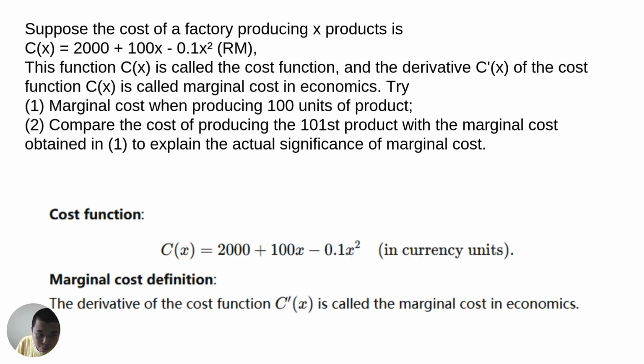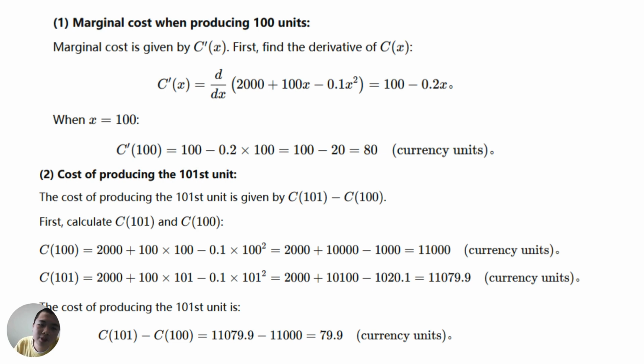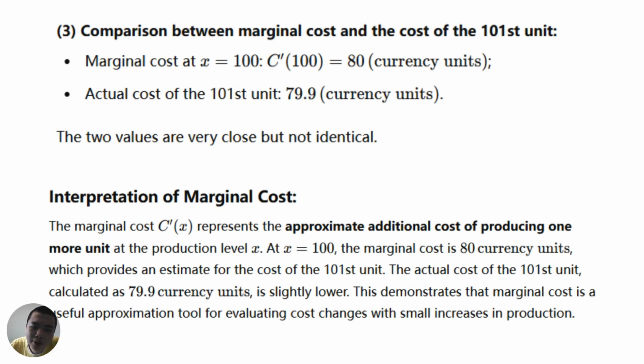The cost function is here, and the marginal cost function is just the derivative of C(x). So we find C'(x) is just 100 - 0.2x. When x equals 100, it is equal to 80. And the cost of producing the 101st unit, we can just use C(101) - C(100). We find this is 79.9, and we compare them. Marginal cost at x equal to 100 is 80, and the actual cost of the 101st unit is 79.9. The two values are very close but not identical.